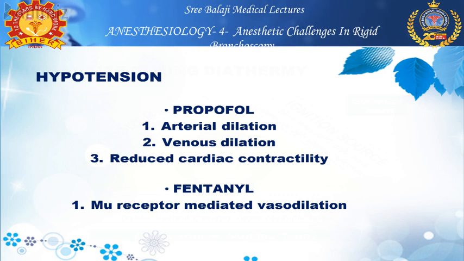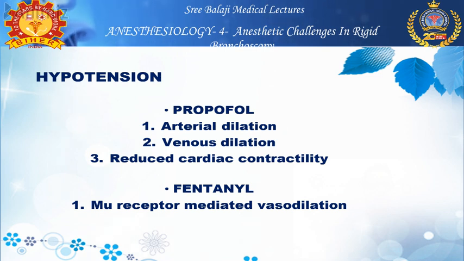Coming to the next complication, which is hypotension. Hypotension is a frequent complication or a side effect that is obviously seen in patients being anesthetized for rigid bronchoscopy. See, we will not be very much comfortable using a muscle relaxant when rigid bronchoscopy is used. So, in order to compensate for the usage of muscle relaxant, we have to use other agents to deepen the plane of anesthesia. So we are left with two drugs, mostly propofol and fentanyl.